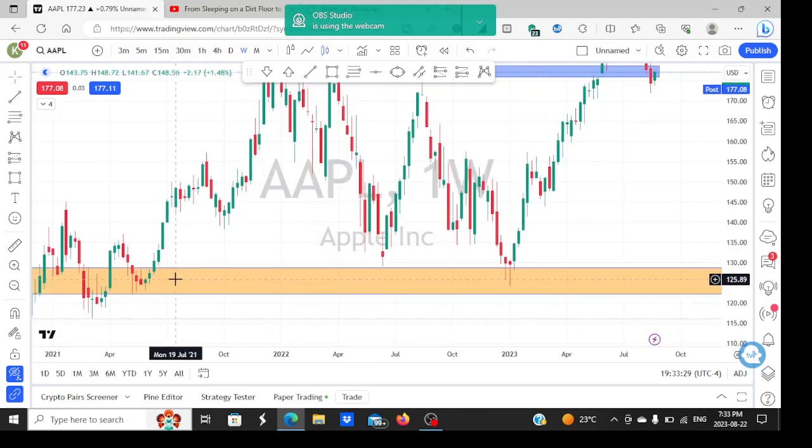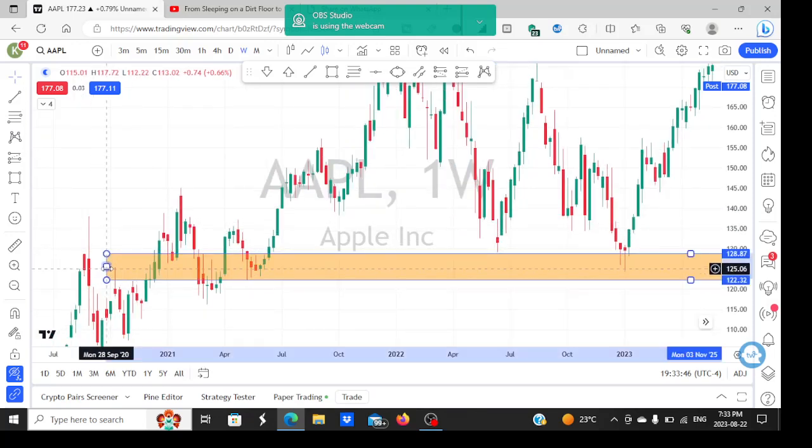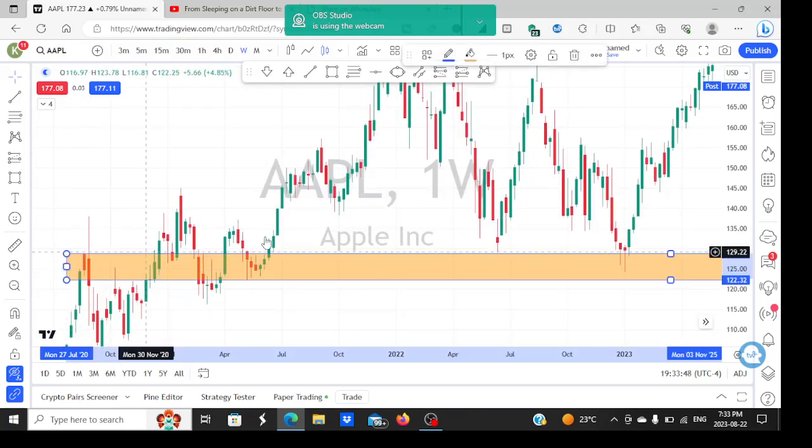It's been here at this zone, it reacted here, here, like this is close to that zone. So it is a strong zone because of all these reactions. Every time the stock comes here, it has reacted to this zone.